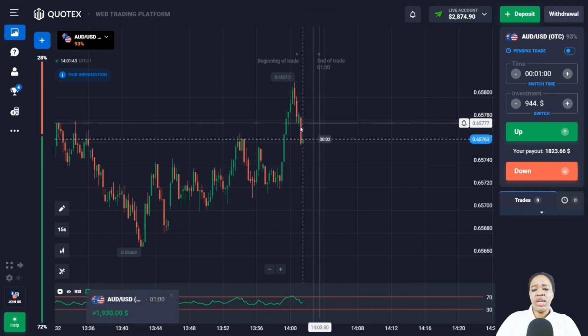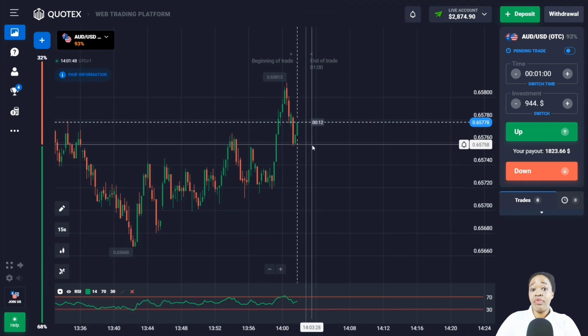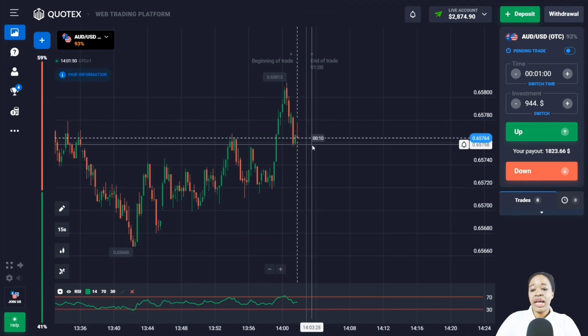Well, not bad at all. As you can see, a confident red candlestick was formed and I made very good profit from this. Once again, I managed to forecast the price movement with the help of this indicator. So let me find the next entry point.